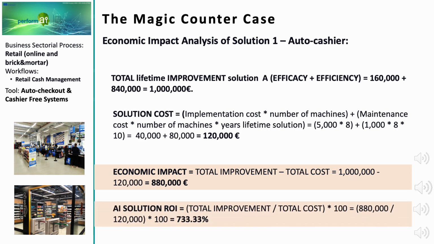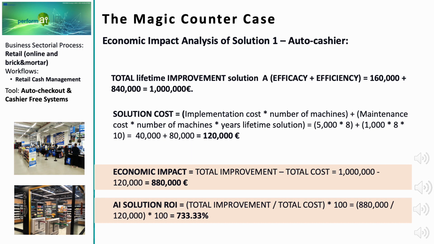AI solution ROI equals total improvement divided by total cost multiplied per 100 equals 880,000 divided by 120,000 multiplied per 100 equals 733.33%.